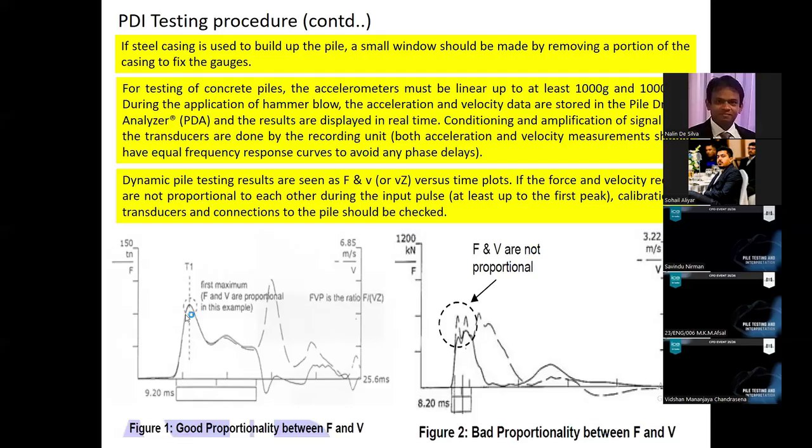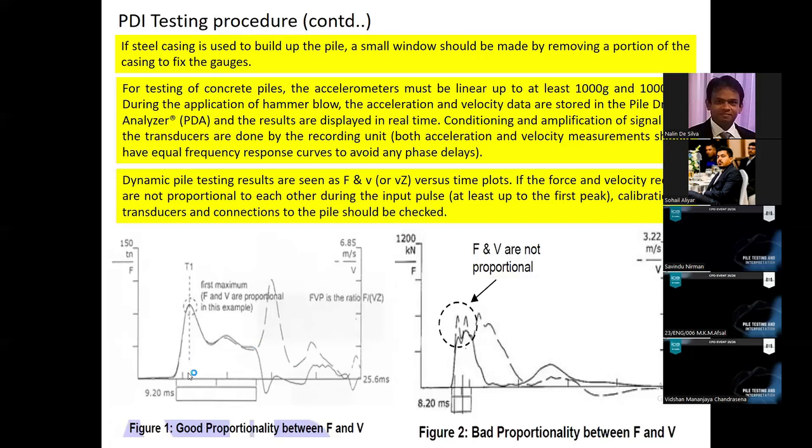So if, let's say, the pile has a uniform cross section and there is no soil resistance, both these records should indicate identical response. But it is not the case because of the soil resistance. Because of the soil resistance, you will see a separation of the two curves, maybe after some depth, but at least up to the first peak, right?